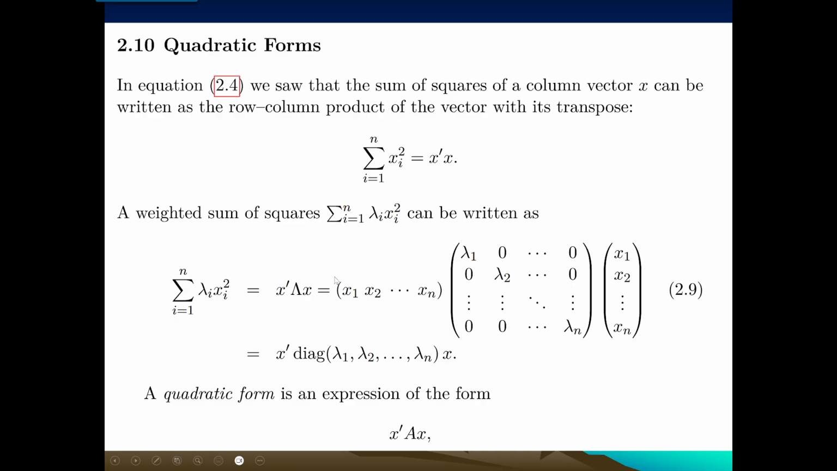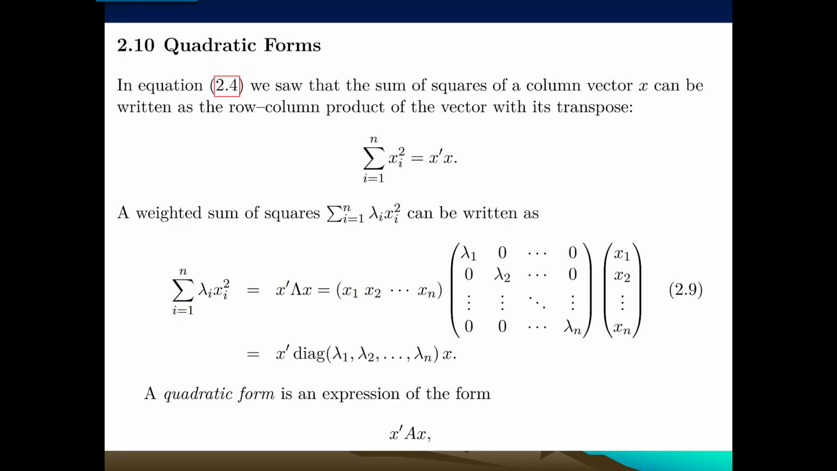If you do the matrix multiplication, then you have x1 times lambda 1, and then all 0. Then you have x2 times lambda 2. And then here you have 1 times n, times n times n. If you multiply this one with this one, you have n times 1. The result of this is 1 times n. The result of the multiplication of these two is 1 times n, and 1 times n times n times 1 gives 1 times 1.